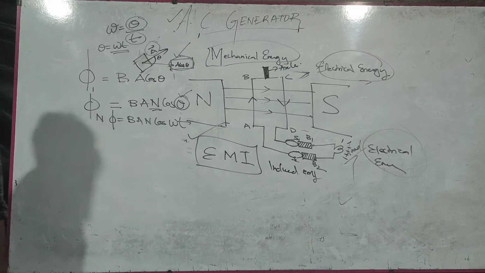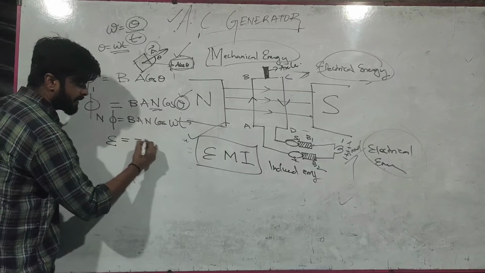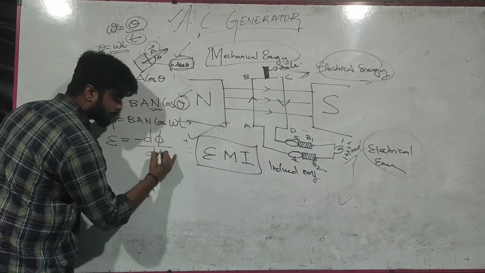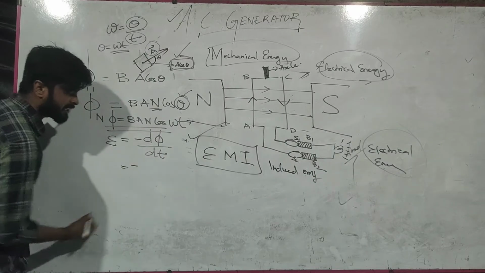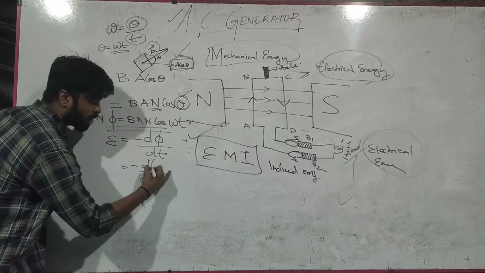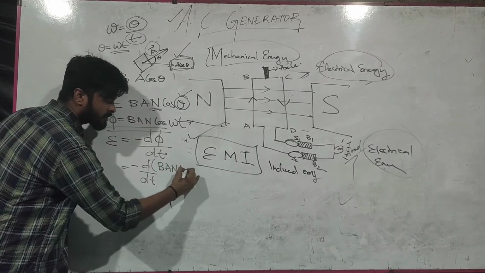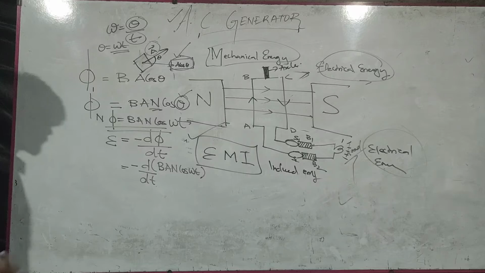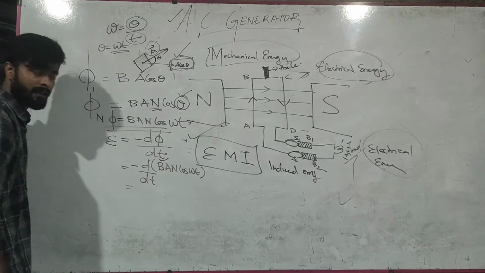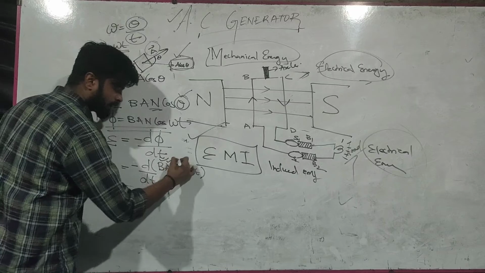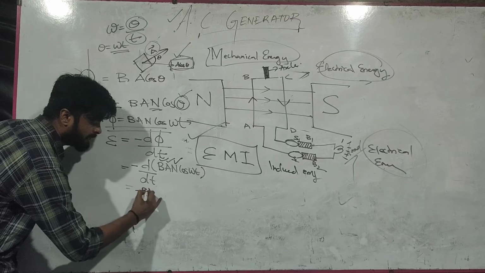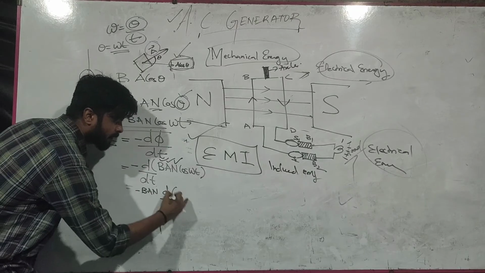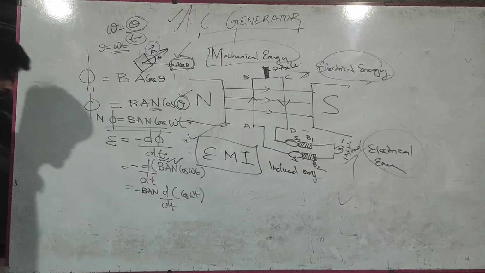And how will you find the induced EMF? You will use Lenz's law. Lenz's law is E is equal to minus d phi by dt. You have phi, which is BAN cos omega t. On substituting, it becomes minus d by dt of BAN cos omega t. Since the magnetic field, area, and number of turns are constant, they can be taken out of the differential. So it becomes minus BAN d by dt of cos omega t.